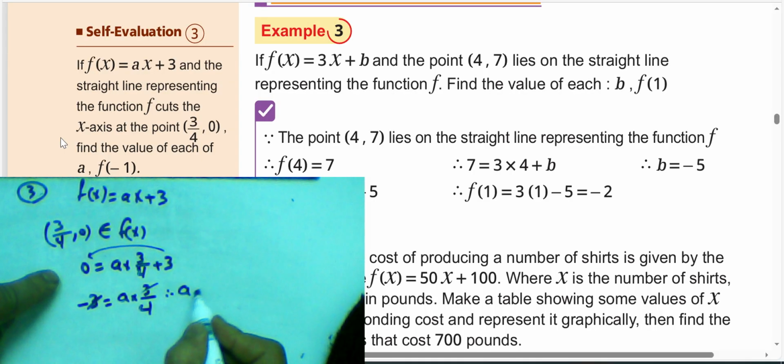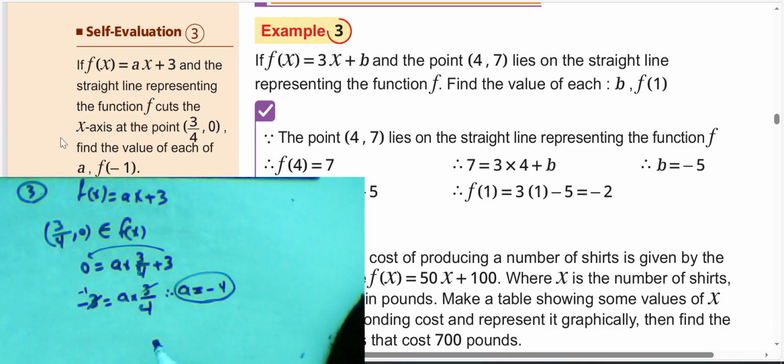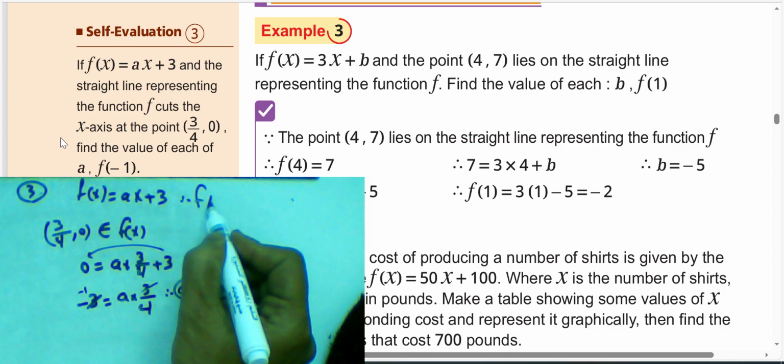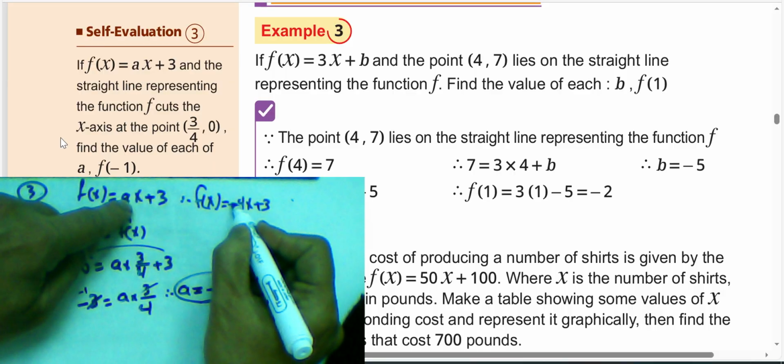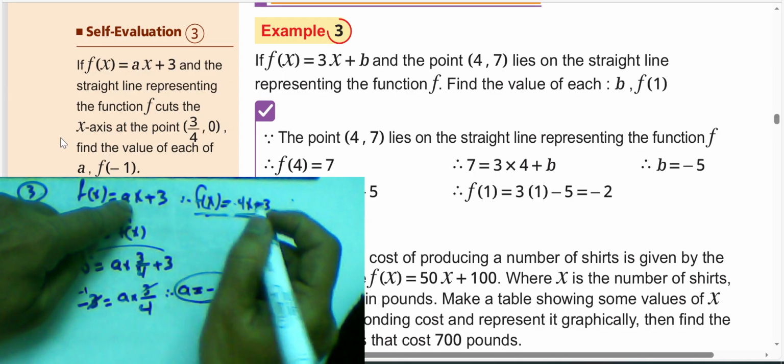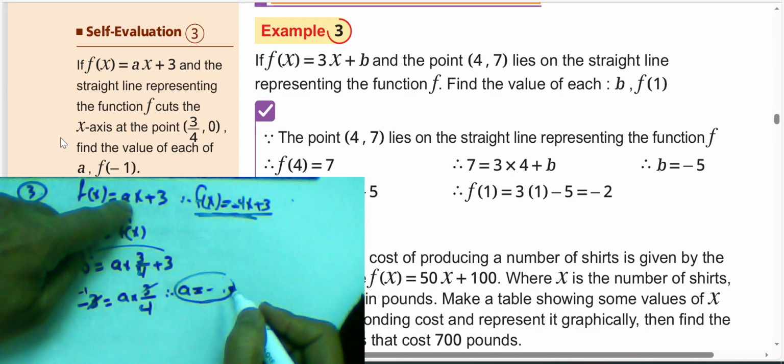Then the value of a equals negative 1 times 4, which is negative 4. Then the value of a is negative 4. Then the function will be negative 4x plus 3. Okay, negative 4x plus 3.